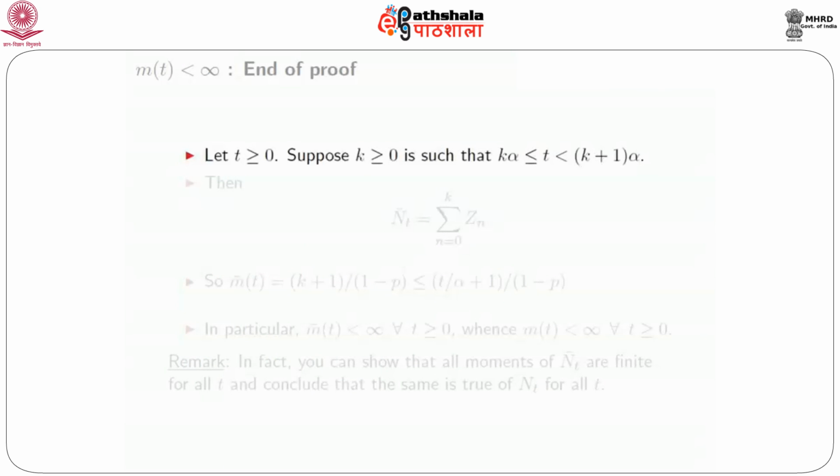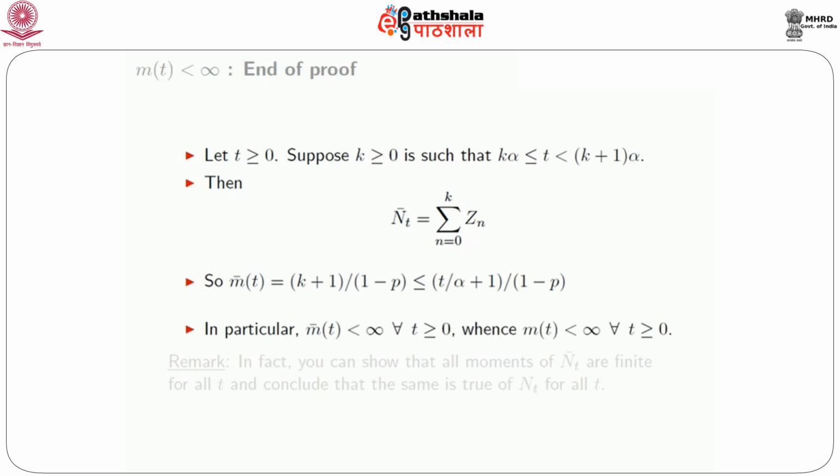Okay, so now let t be greater than or equal to 0. We were supposed to look at N hat t for a general t, although arrivals for the N hat process happen only at n alpha times, which are multiples of alpha. So what we do is this little algebra. For any t greater than or equal to 0, take k such that k alpha is less than or equal to t less than (k plus 1) alpha. So k is the integer part of t over alpha. Then N hat t is nothing but the sum of the Zn's from n equal to 0 to k.